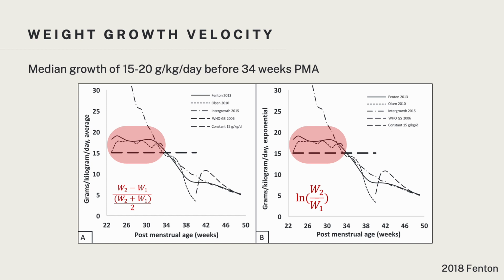In this paper, published in 2018, two methods were used to estimate intrauterine growth rates. The average and the exponential model were compared for various intervals between two data points. As long as the interval is not too wide, the two formulas gave similar results. Using these two formulas, median growth velocity was calculated using the 50th percentile curves from both the 2010 Olsen and the 2013 Fenton charts, among others. As shown here, the median growth velocity was somewhere between 15 and 20 grams per kilo per day before reaching 34 weeks postmenstrual age.